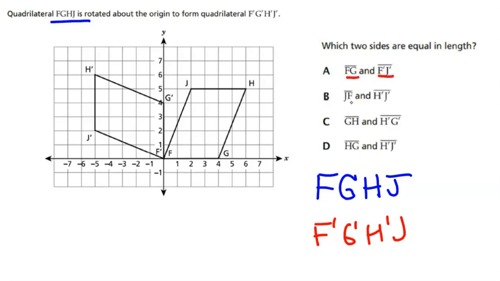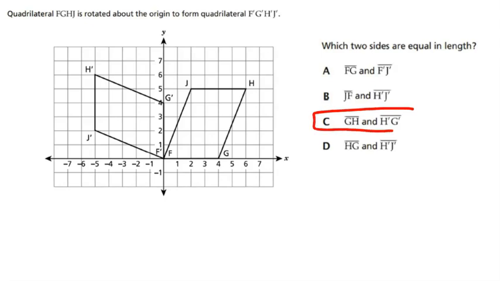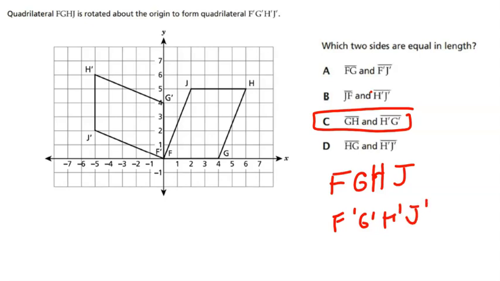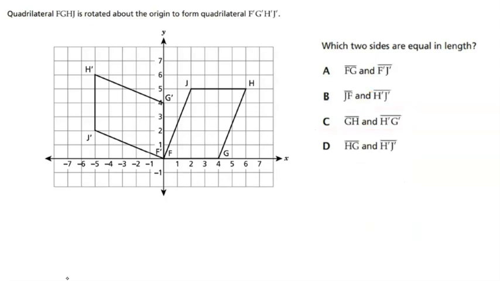FG and FJ, JF and HJ, GH, HG, HG, and HJ. Do you notice that this is the only option that has the same letters in it? FG, HJ, F prime, G prime, H prime, J prime. This is a pair, this is a pair. They're a matching pair. But we could also see it visually if I am looking at this side, this long side, G to H, and I look at this side, G prime, H prime, I notice that that is just a 90-degree turn.